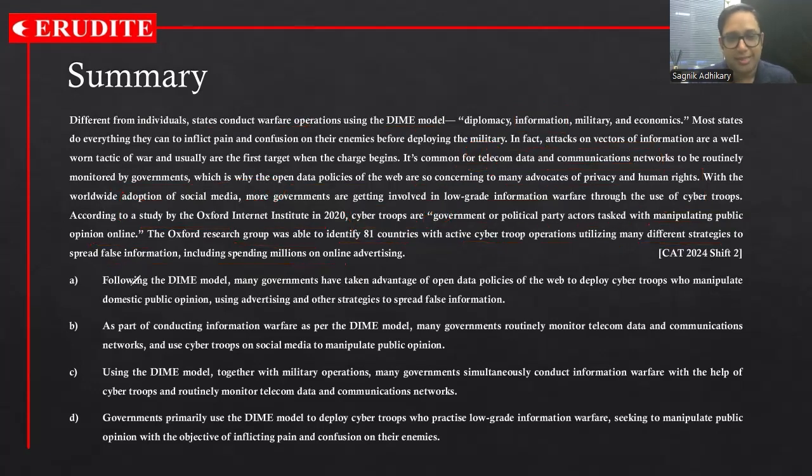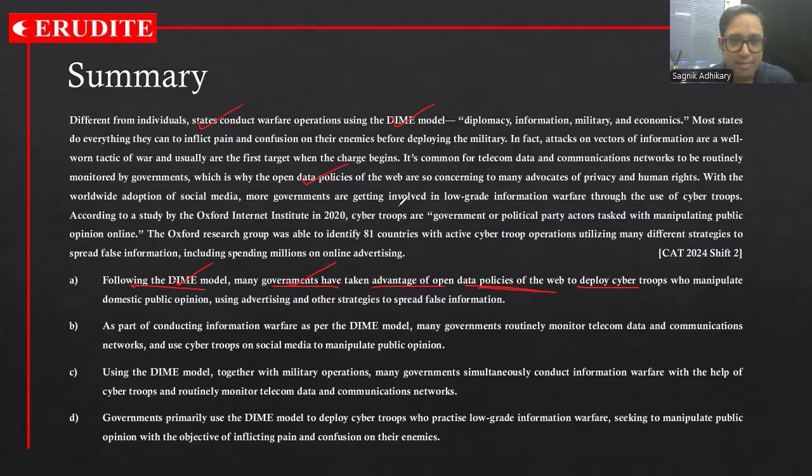Let's look at the options. A says, following the DIME model, so DIME is one tally, many governments have taken advantage of open data policies. Governments is another tally. These are the two subjects, governments and states, same thing. DIME is also mentioned. We have more mentions of the state, but anyways, have taken advantage of the open data policies of the web. Open data policies is something that we see in the context of social media, monitoring telecom data, etc. Let's say that this talks about monitoring data.